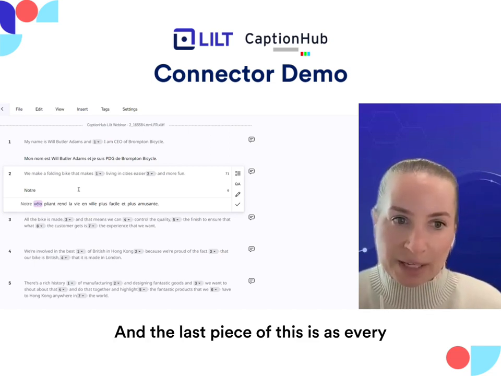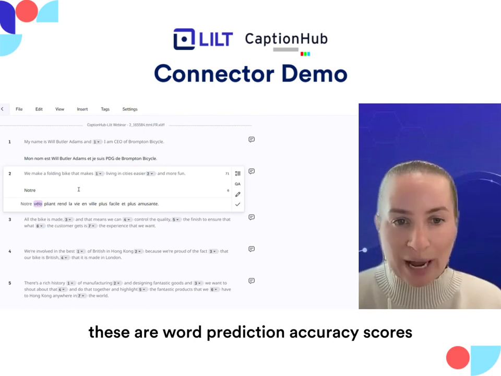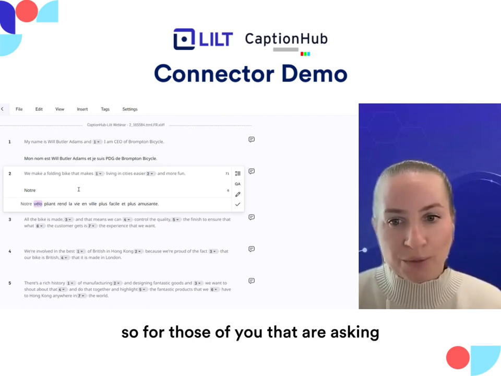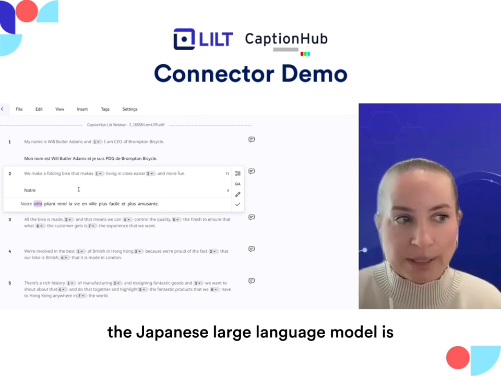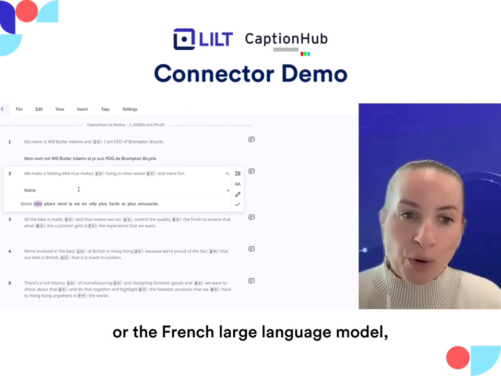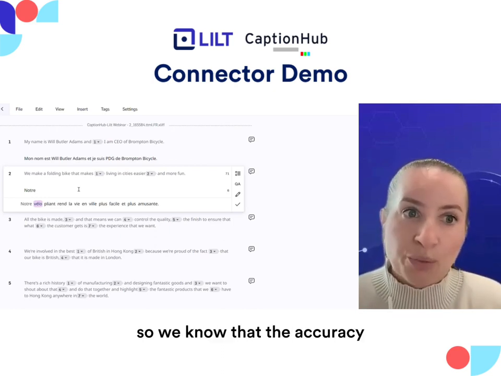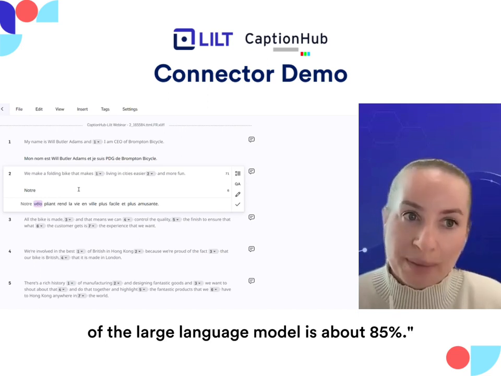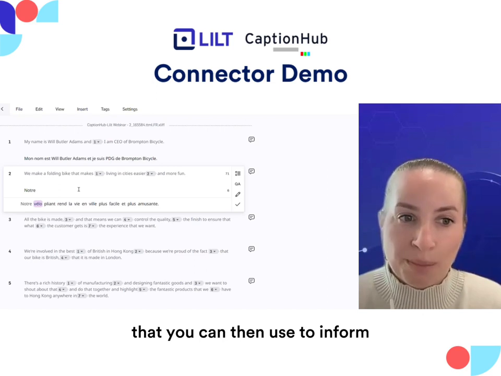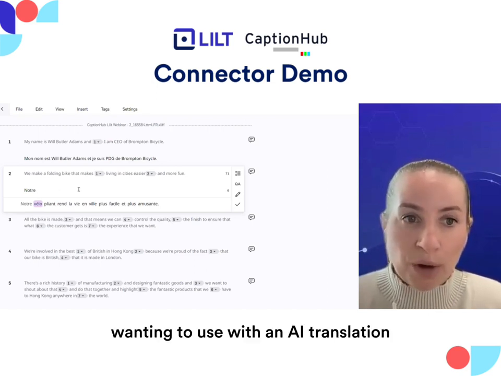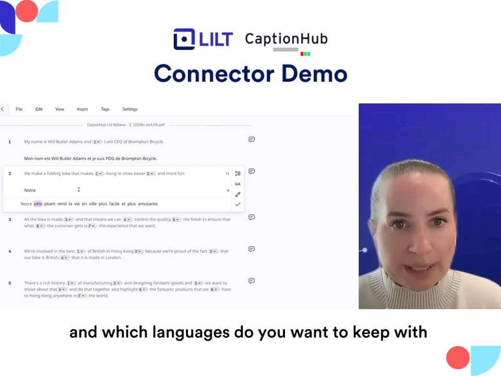And the last piece of this is as every change is being modified, these are word prediction accuracy scores that Lilt is recording. So for those of you that are asking, how do we know what the quality of the Japanese large language model is, or the French large language model, we can actually get scores and say, well, our linguists are only editing about 15% of the words. So we know that the accuracy of the large language model is about 85%. So all of that is data that you can then use to inform which languages we want to use with an AI translation and which languages we want to keep with an instant.